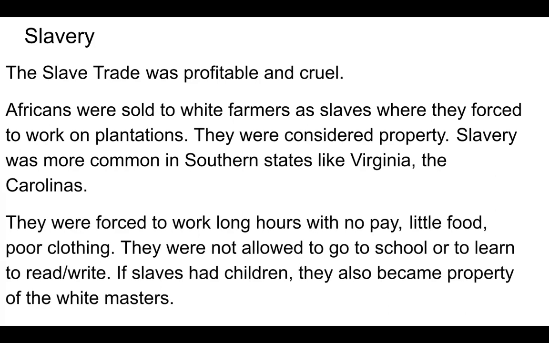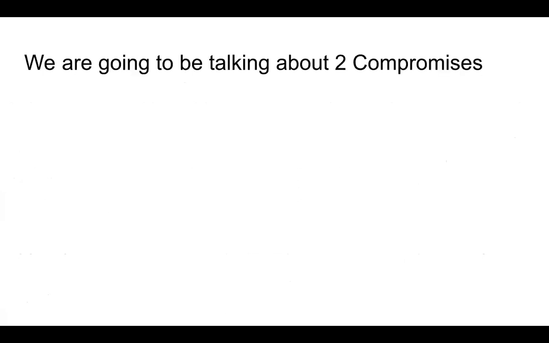They're forced to work very long hours with no pay, very little food, poor clothing. They're not allowed to go to school. In some states, we'll see slave codes where it is illegal to teach slaves to read and write. We do have exceptions of that. I think it's a valuable experience to talk about someone like Frederick Douglass, whose master's wife, rather, taught him to read and write. So there were some exceptions there. And if slaves had children, they were also property.